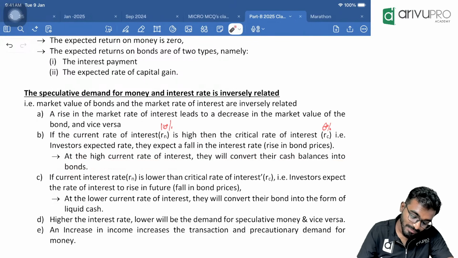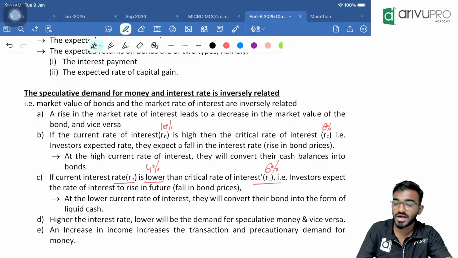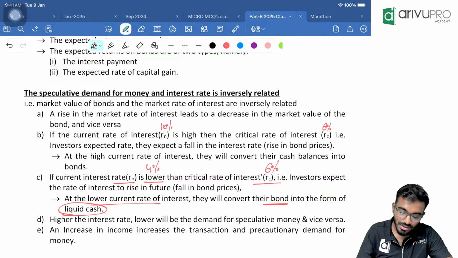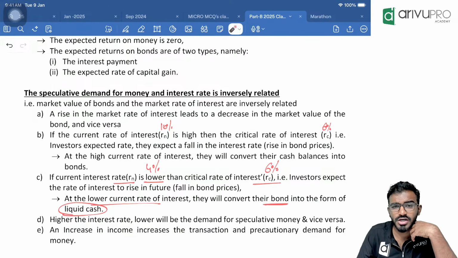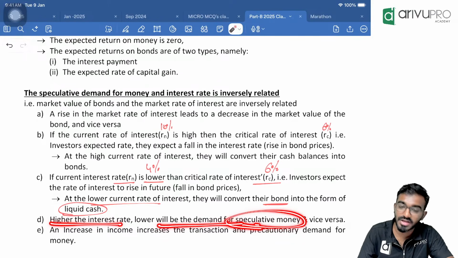Now reverse. Suppose the current rate of interest is only 4%, but you expected it to be 6%. Since the interest rate is low, you will convert bonds back into cash. At a lower interest rate, you will convert the bonds back into liquid cash. So when the interest rate is high, you will not keep money in your hand, rather you will invest. The higher the interest rate, the lower the demand for speculative money.